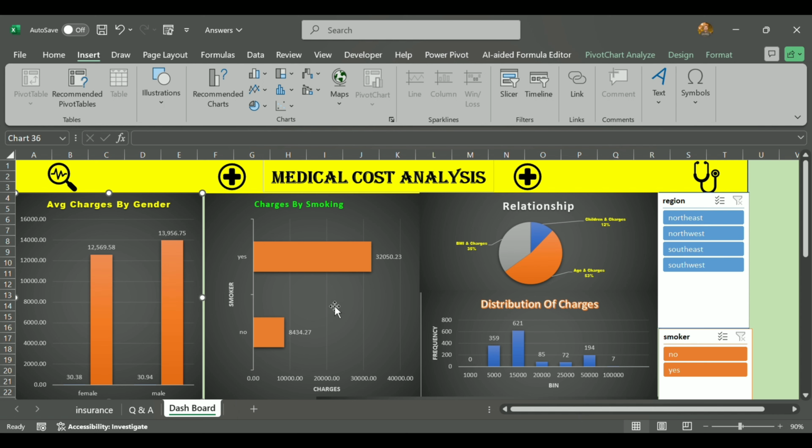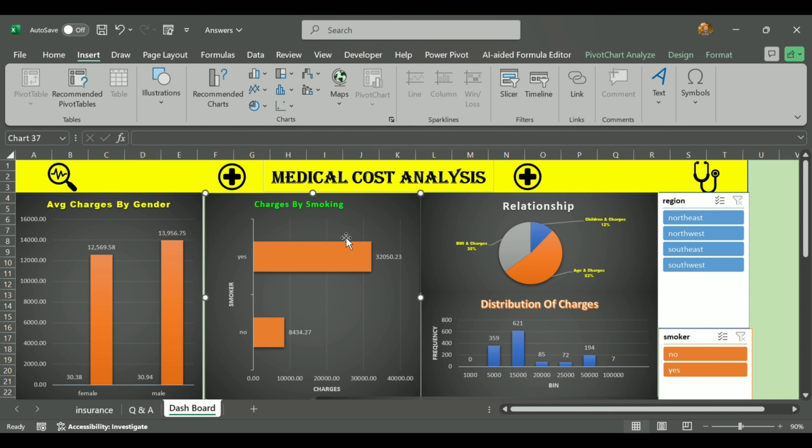In the second dashboard, I analyzed the medical expenses based on smoking status, where yes means smoker and no means they are not a smoker. Here the difference is very clear and significant. From the bar chart, we see that smokers have much higher medical charges compared to non-smokers. In fact, the average charges for smokers are almost double or more than those for non-smokers.